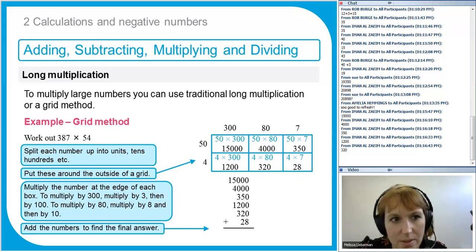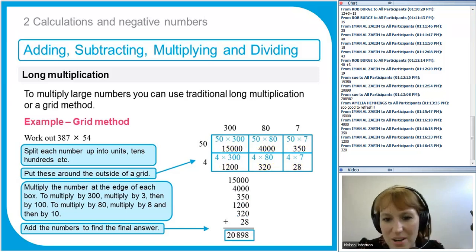So I'm going to work out, I have my highlighter, so I'm just going to work out 15,000 plus 4,000 plus 350 plus 1,200 plus 320 plus 28. And we get a grand total of, surprise, surprise, that number looks very familiar, 20,898, which is the same answer we got before.